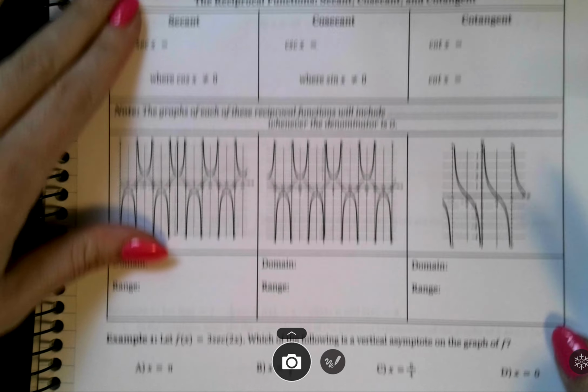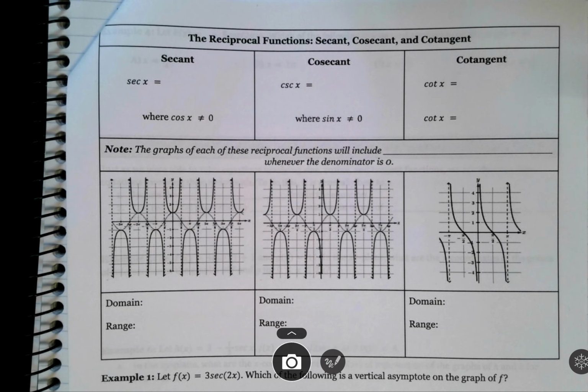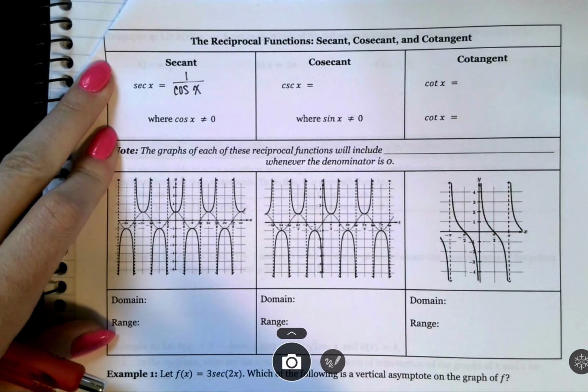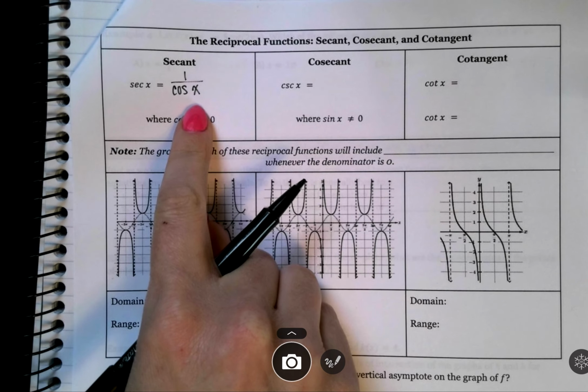So we are looking at our reciprocal functions, secant, cosecant, and cotangent. Secant, by definition, is the reciprocal of cosine. So that means we have 1 over cosine of x, where cosine of x cannot be equal to 0 because we can't have 0 in our denominator.